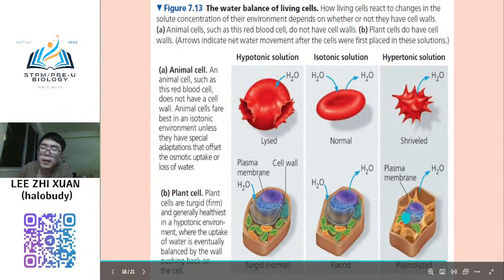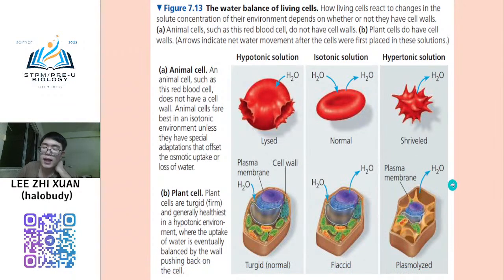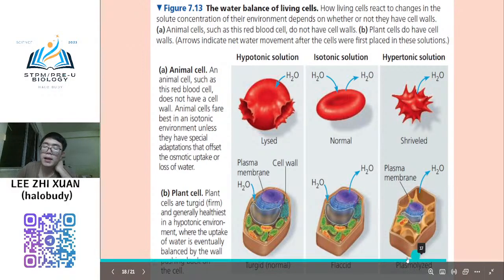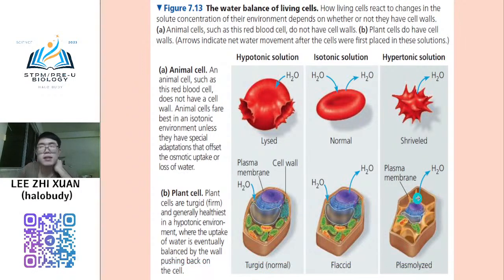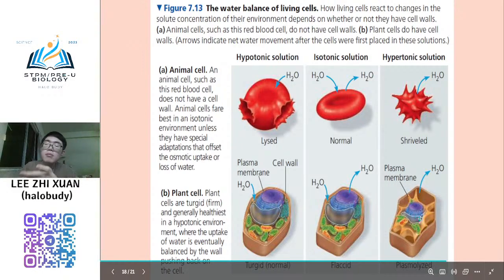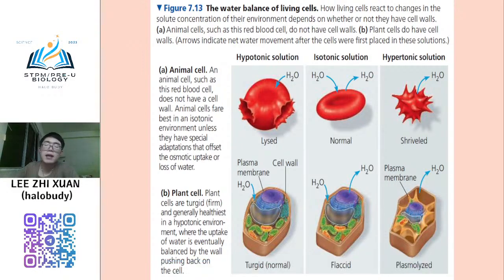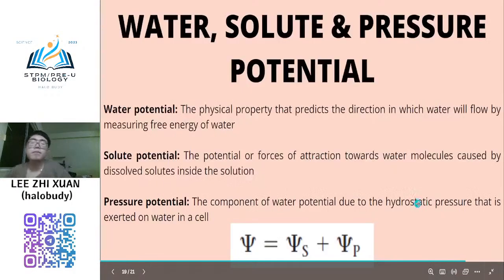And then for the plant cell, if it is immersed in hypertonic, more water goes out and it will become plasmolyzed. But the cell will also not die. But if it is too hypertonic, the plant will also die, because a plant needs water. If there is no water, it will die. So this is what we call the plasmolyzed structure.